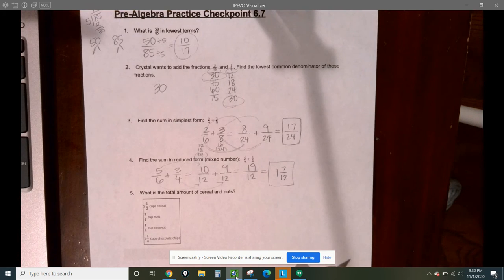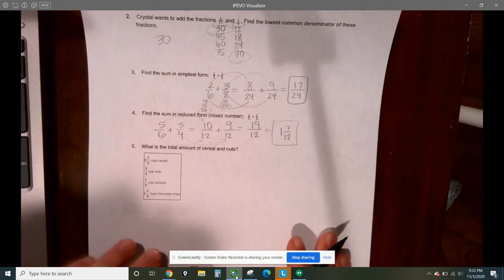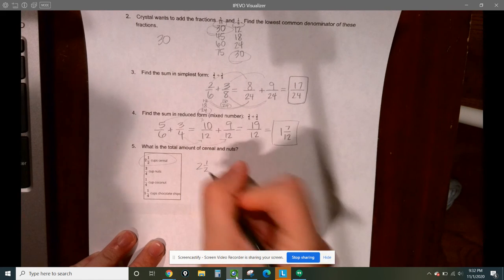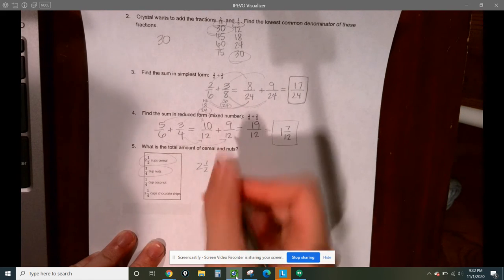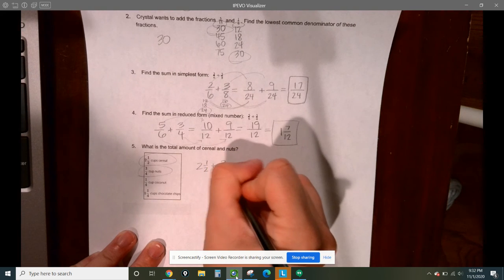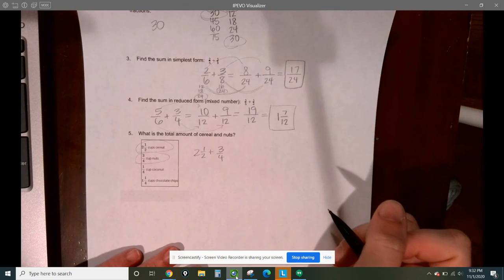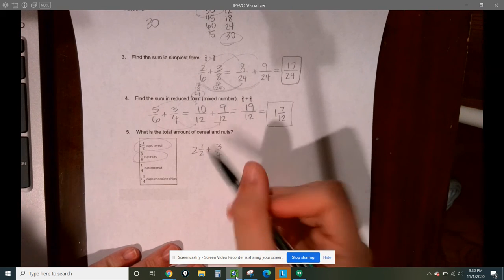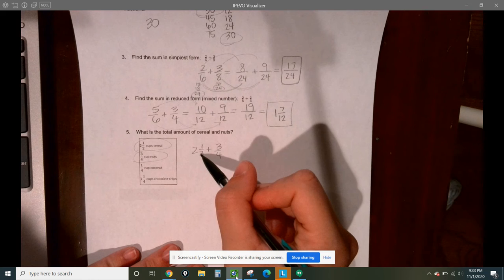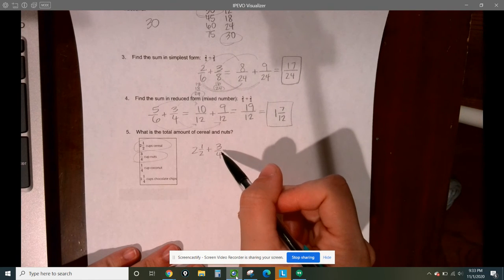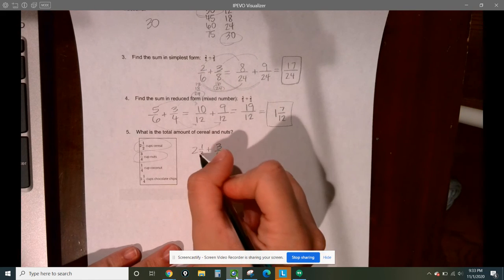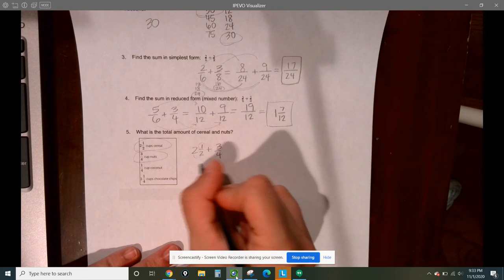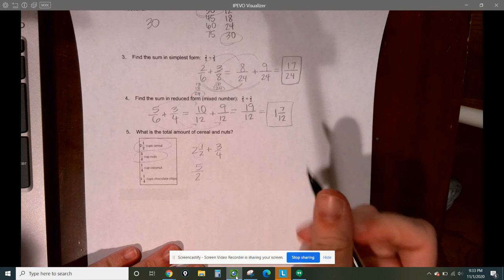Number 5, what is the total amount of cereal and nuts in this recipe? So cereal, there was 2.5 cups, and there was 3/4 cups of nuts. So I'm going to add 3/4. So basically this question is testing if you can add a mixed number and a fraction together. So you should have learned in this lesson how to take this mixed number back to an improper fraction so that we can add them. So 2.5. So you go 2 times 2 is 4, plus 1 is 5. So this is 5 halves is that fraction.